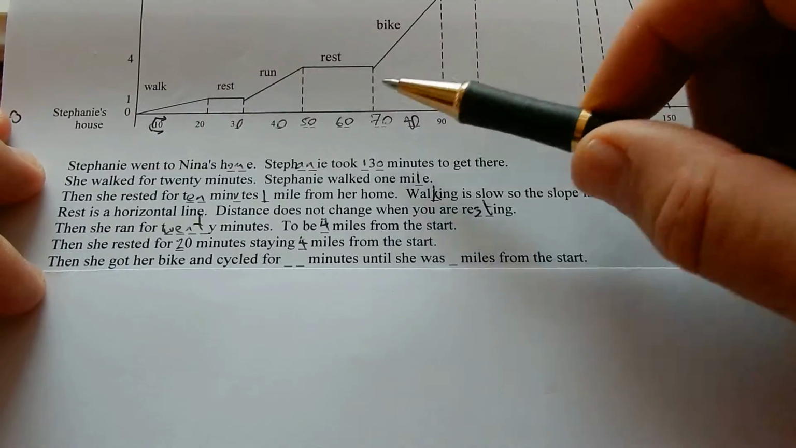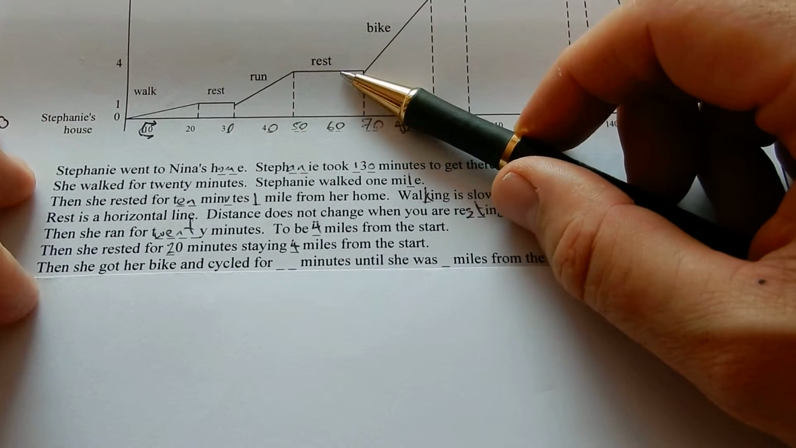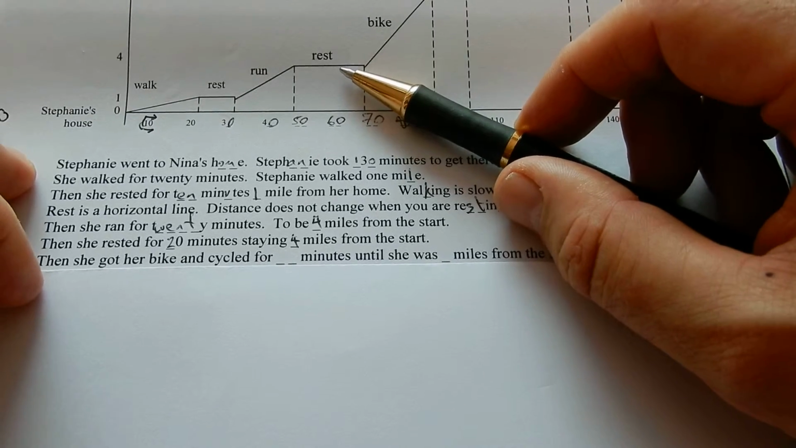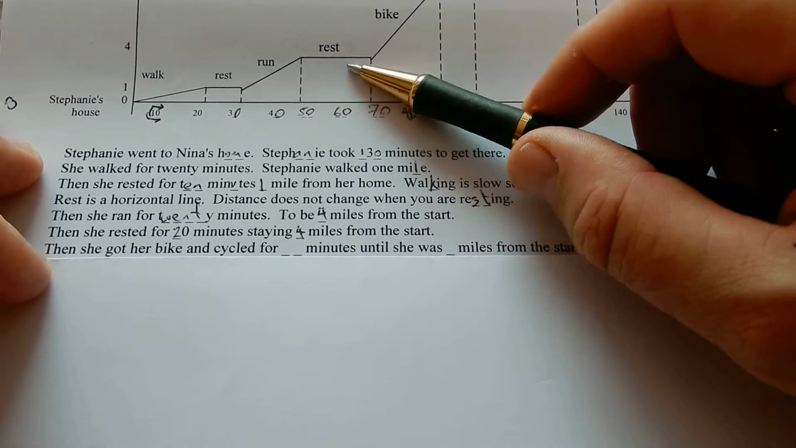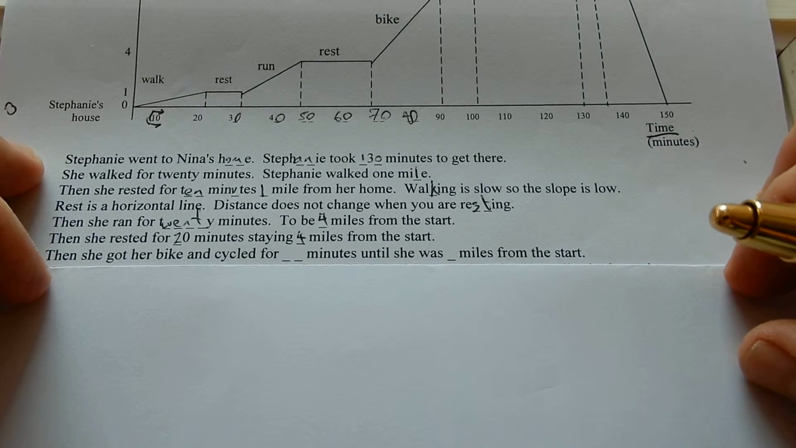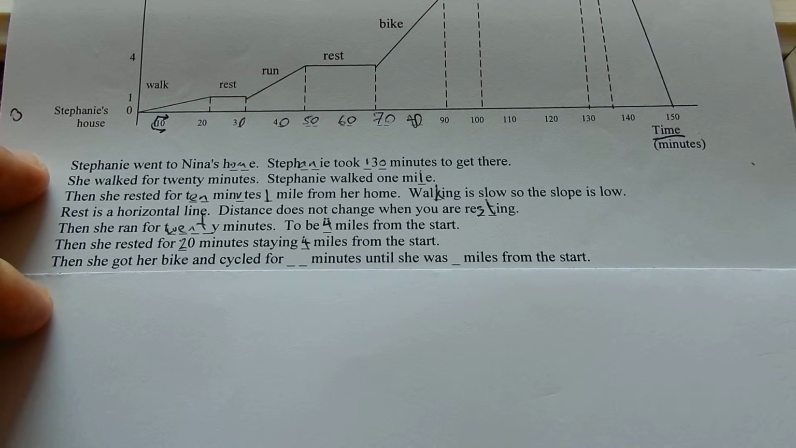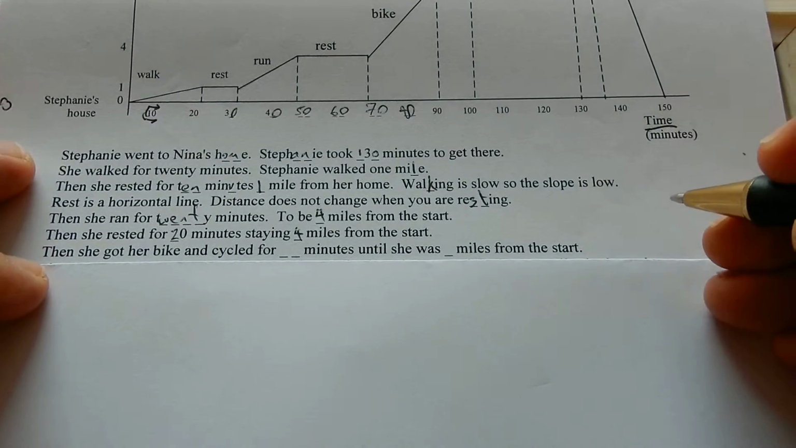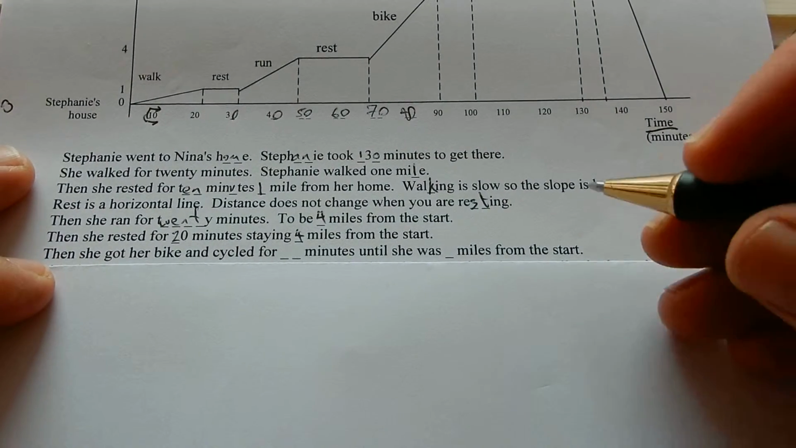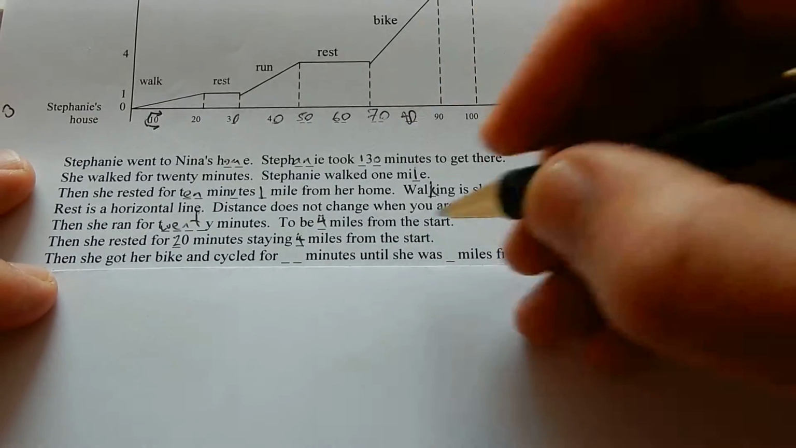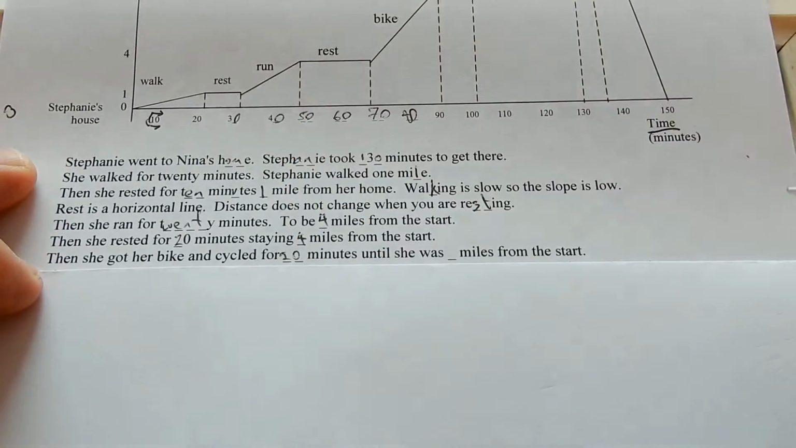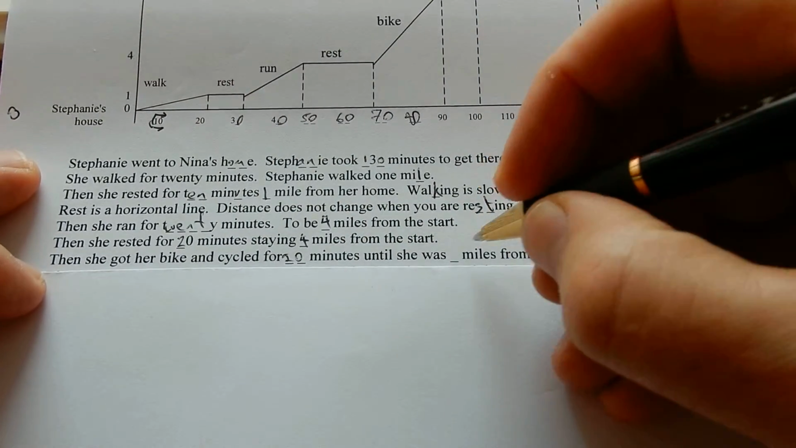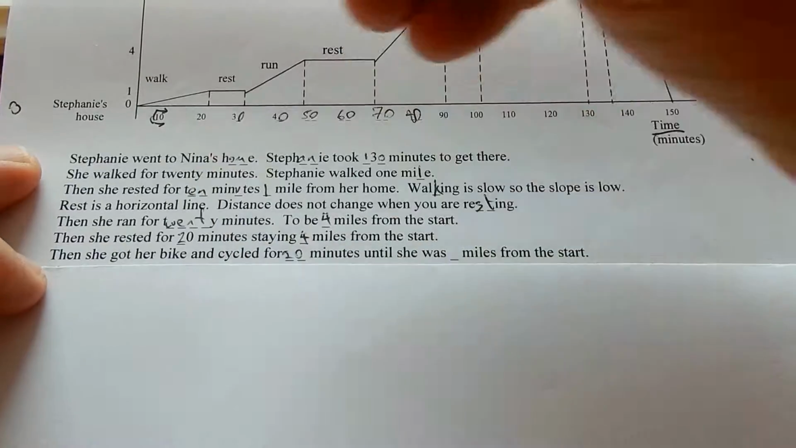So during this rest time, she's probably unlocking a bicycle, putting her wheel on, putting the lights on, getting a safety hat on, all that kind of stuff. So she doesn't have to be sitting down. She's just not going any distance. So therefore that's called rest. Then she got her bike and cycled for, how long did she cycle for? 20 minutes. Until she was how many miles away? 9.